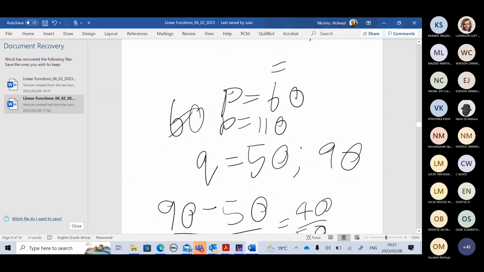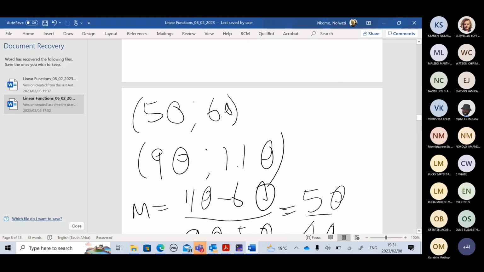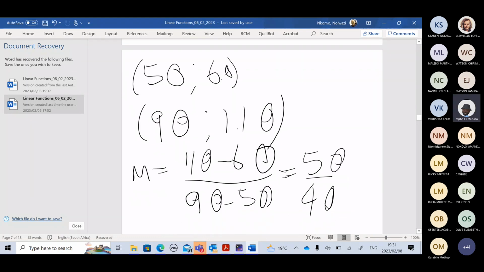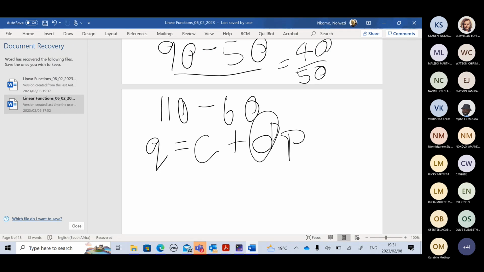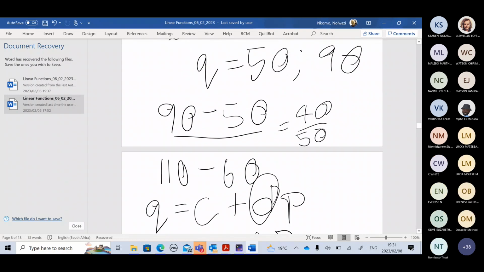Yeah. And this means we have Q is equal to C plus DP, right? So this means for our D, we have 4 over 5. So this means Q is equal to C plus 4 over 5 P, right? And we can use just one point.